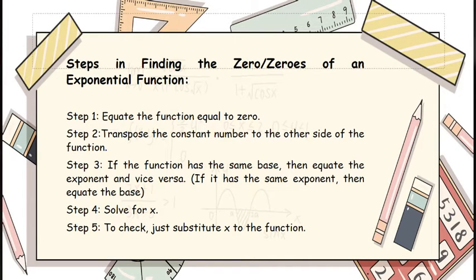Steps in finding the zero or zeros of an exponential function. Step 1. Equate the function equal to 0. Step 2. Transpose the constant number to the other side of the function. Step 3. If a function has the same base, then equate the exponent and vice versa. Step 4. Solve for x. Step 5. To check, just substitute x to the function.